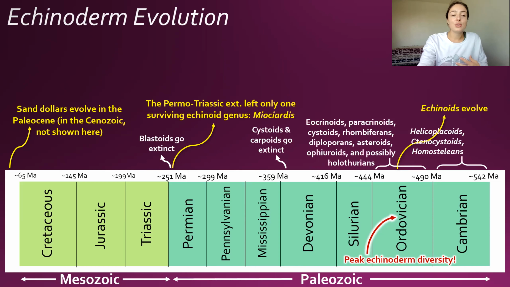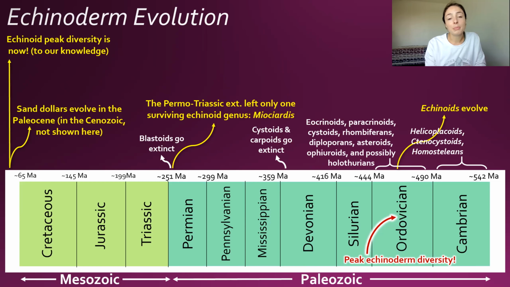However, they came back to diversify in the Cenozoic, as we see with flatter echinoids or irregular echinoids evolving in the Cenozoic, namely the sand dollars, which evolved in the Paleocene. And unfortunately, this arrow leads to a blank white space on this figure because I don't have the Cenozoic shown here, but you get the picture. After the Mesozoic, during the Paleocene, the sand dollars evolved, and then we had echinoid peak diversity, which is now.